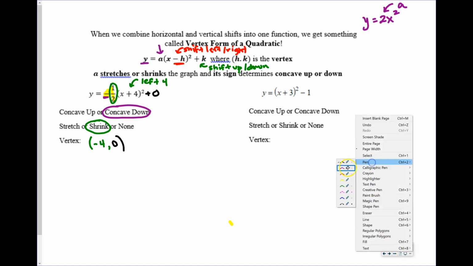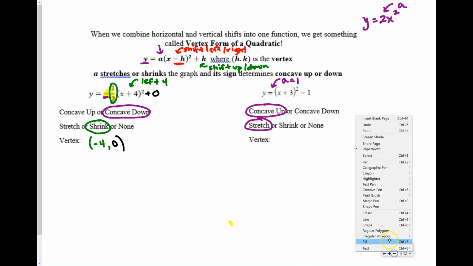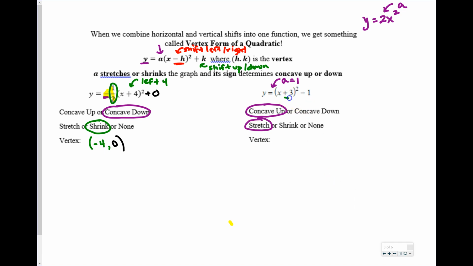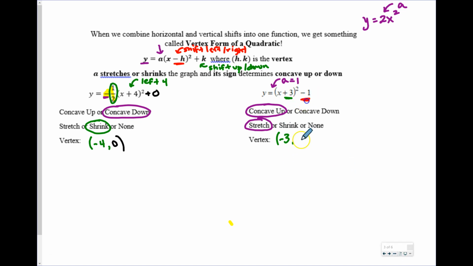The next one, take a look, see how there's nothing right here in front? That means that a equals 1. If a equals 1, then that's going to be concave up because that's a positive value. And if a equals 1, that's going to be a stretch because it's greater than or equal to 1, so that's going to be a stretch. The vertex then, I'm going to get from these two values. My x value is going to be negative 3 because it's moving to the left 3. And then my y value is going to be this minus 1 because that's going to move down 1. So there's my vertex.